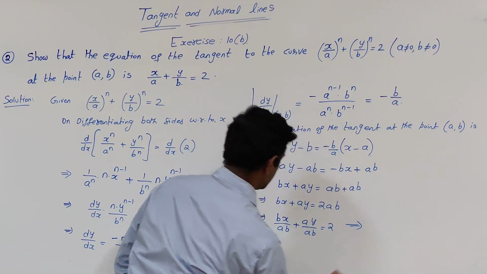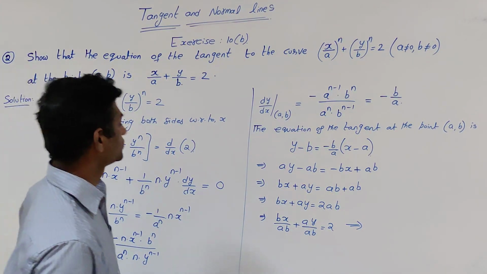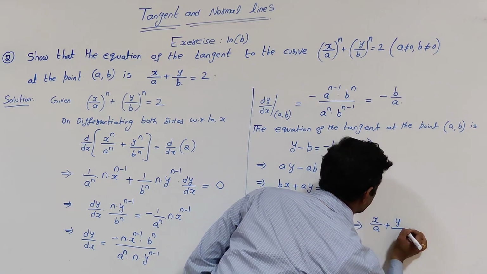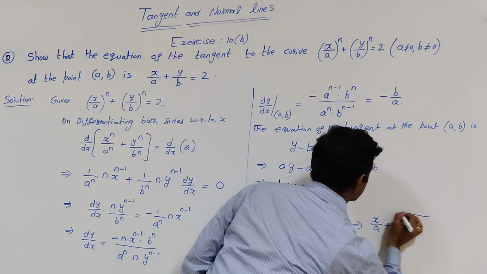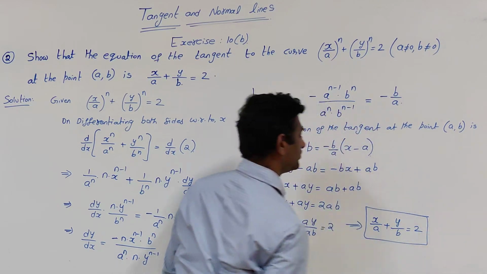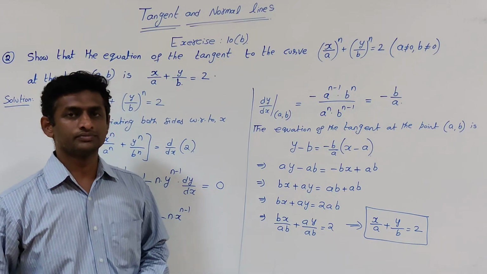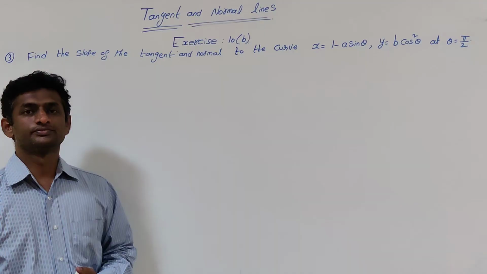So that gives what? The b's get cancelled. So it will be x by a plus y by b is equal to 2. So that is the equation of the tangent line at what point? A comma b. Now we will see the next question.